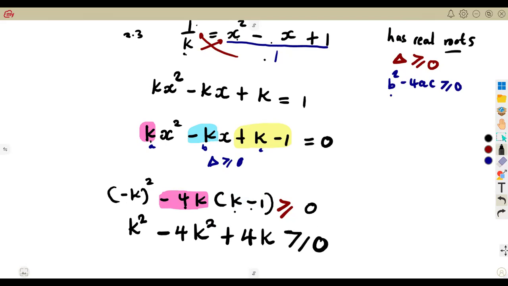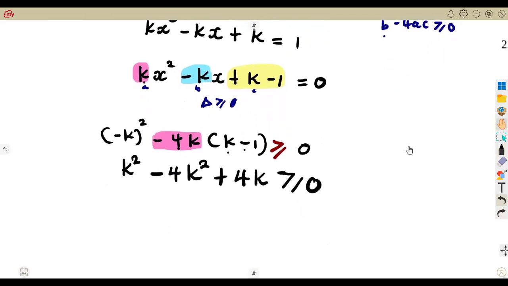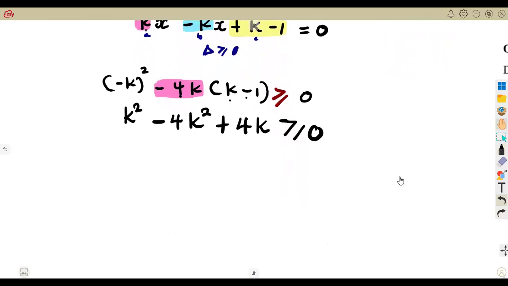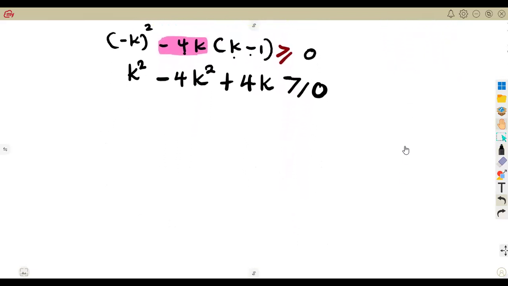All right? That's it, guys. Now it's about inequalities. Forget about equations, guys. From this part here, we are now dealing with inequalities. How do we solve this? All right, let's just consider the like terms. 1 minus 4, that's minus 3. So we are going to have minus 3k squared plus 4k is greater than or equal to 0.